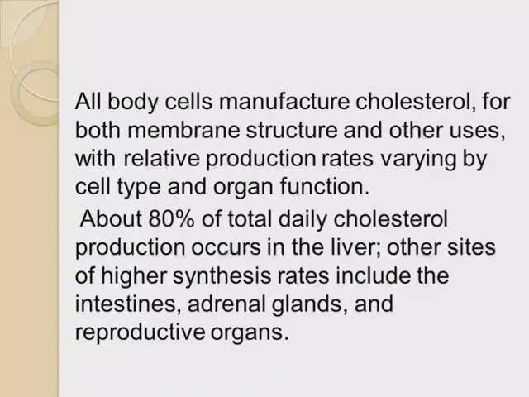All body cells manufacture cholesterol for both membrane structure and other uses, with relative production rates varying by cell type and organ function. So all types of body cells can form cholesterol, which is needed for membrane structure and other uses, but the rate of cholesterol formation differs from cell to cell and according to organ function. 80% of total daily cholesterol production occurs in the liver. So the highest rate of cholesterol formation is in the liver. Other sites of higher synthesis rates include the intestines, adrenal glands and reproductive organs.